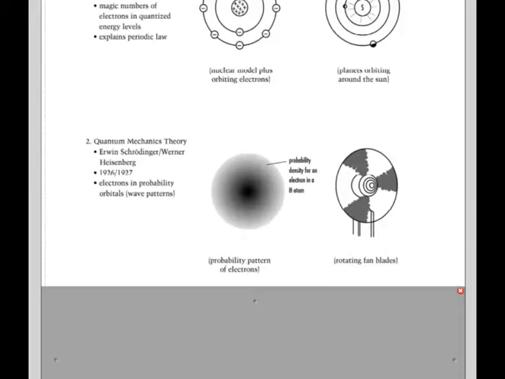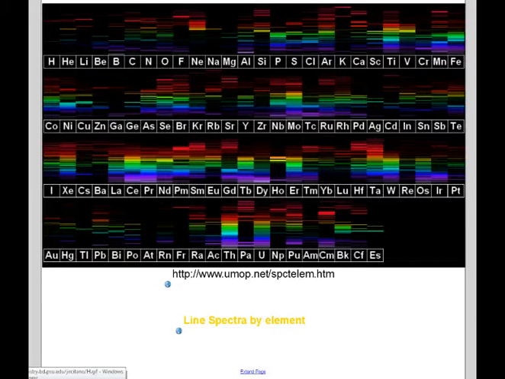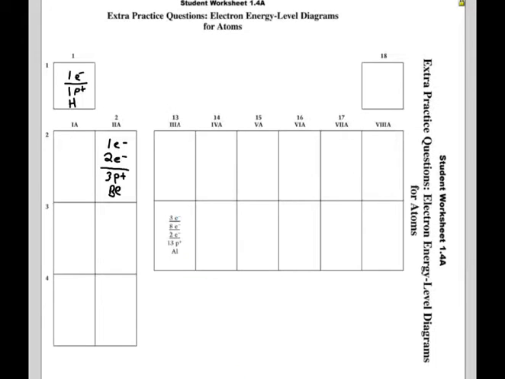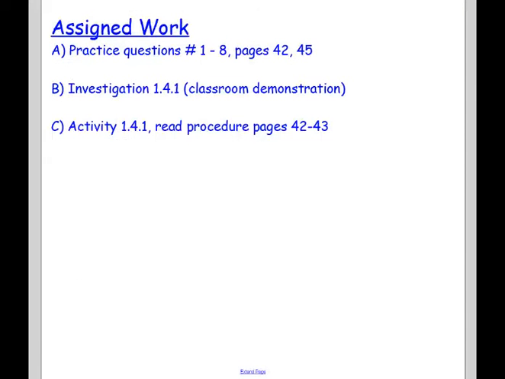Okay, so just in closing here in class, you'll have an opportunity to view some line spectra of different elements, and you'll have an opportunity to look at the difference between line spectrum and continuous spectrum, which we would observe for sunlight or something maybe similar to it in the fluorescent tubes in the classroom. We'll complete the worksheet for the energy level diagrams. We're going to do some activities in this section.